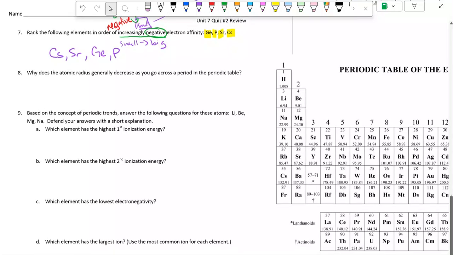Number 8 asks us to explain why atomic radius generally decreases as you go across a period on the periodic table. Okay, and this is where they asked us to explain it.